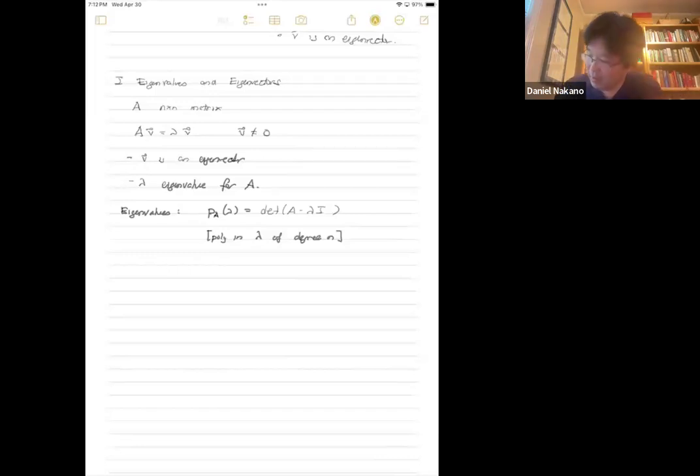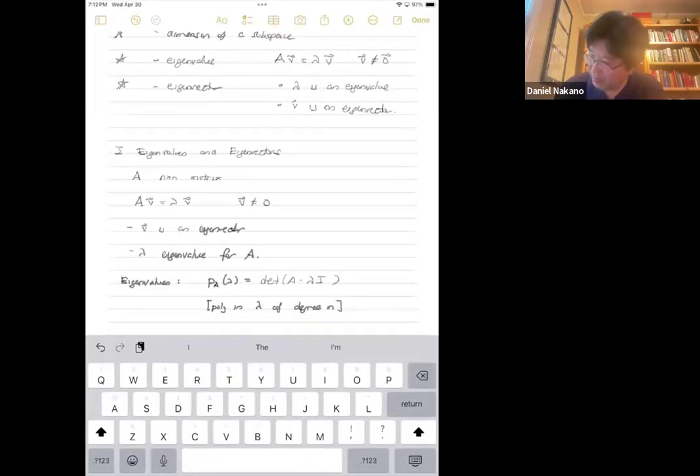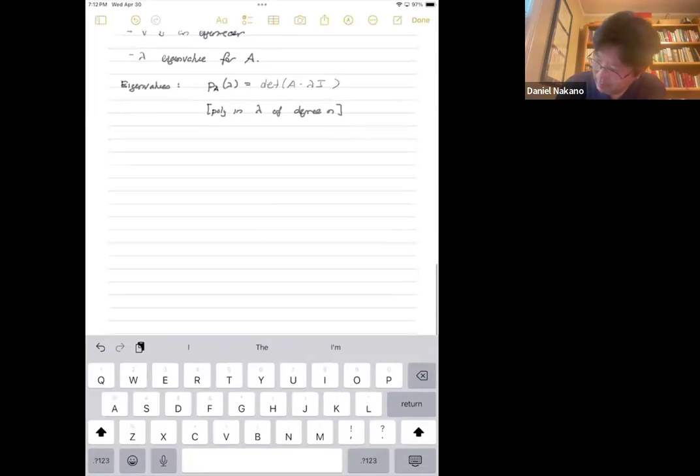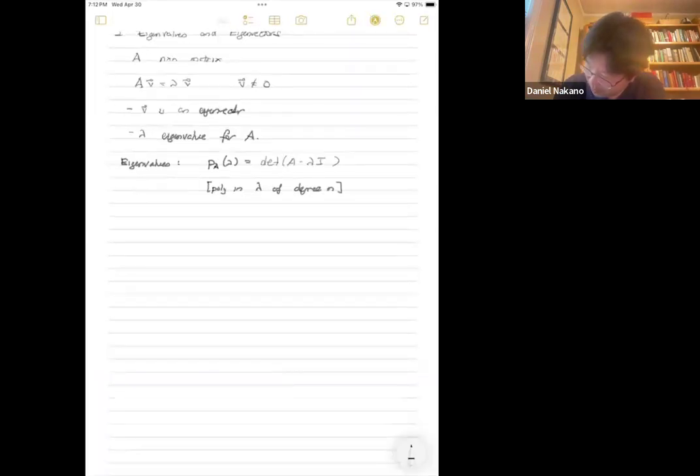So the eigenvalues are the roots of P_A of lambda. We've done this many, many times. We've computed eigenvalues for a matrix A by finding the roots of the characteristic polynomial.